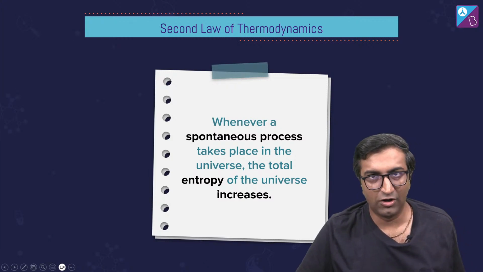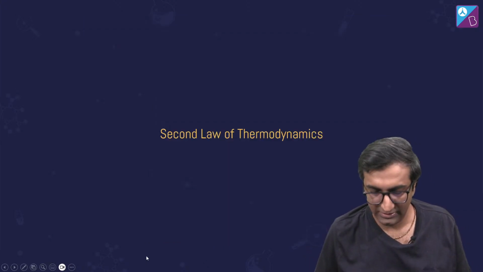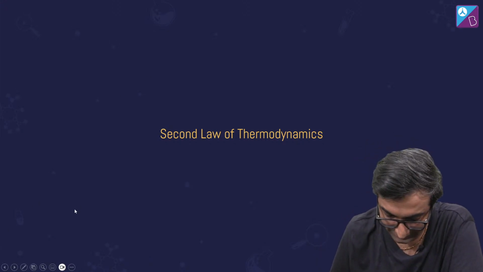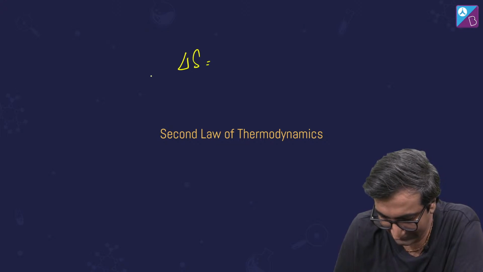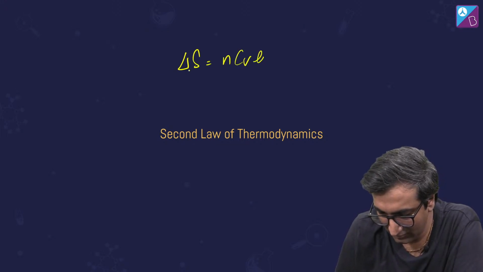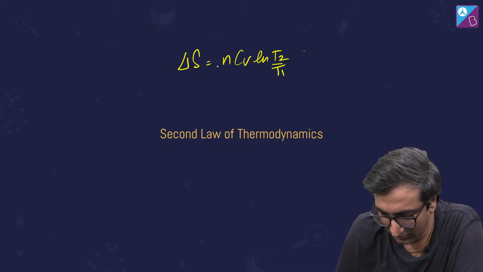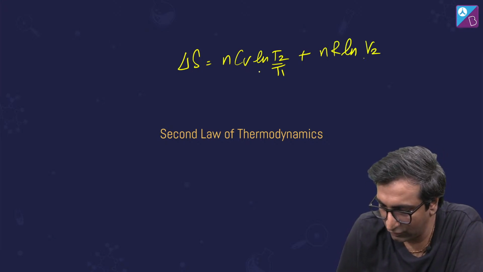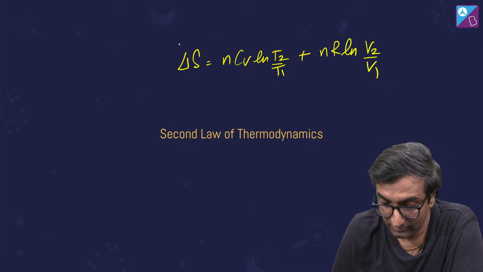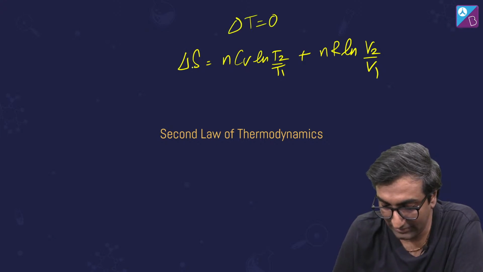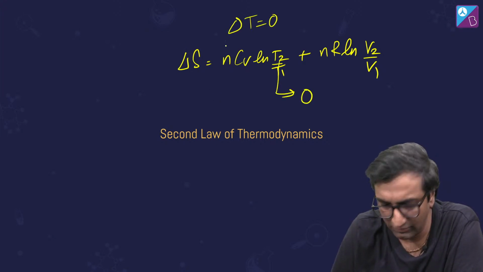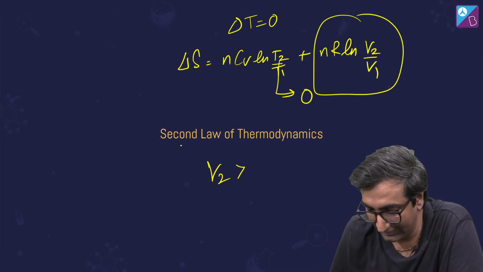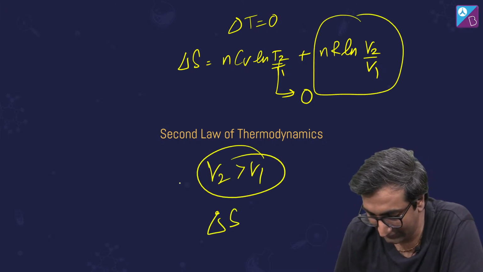Oh, and by the way, if you want to talk about how on earth was it कि expansion के केस में entropy बढ़ रही थी, I'm going to quickly write that expression down. Delta S is nCv ln T2 by T1 plus nR ln V2 by V1. तो अगर टेम्परेचर नहीं बदल रहा है तो this becomes 0 because ln 1 is 0. फिर भी if V2 is greater than V1, then delta S is greater than 0.